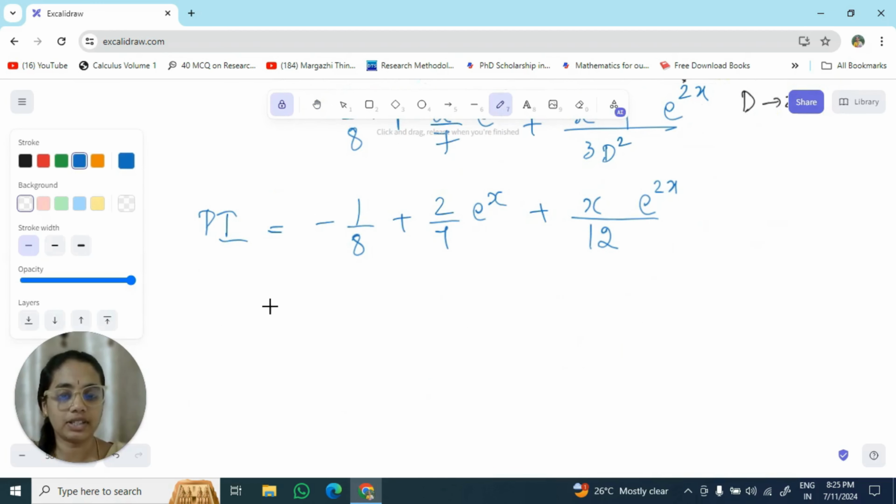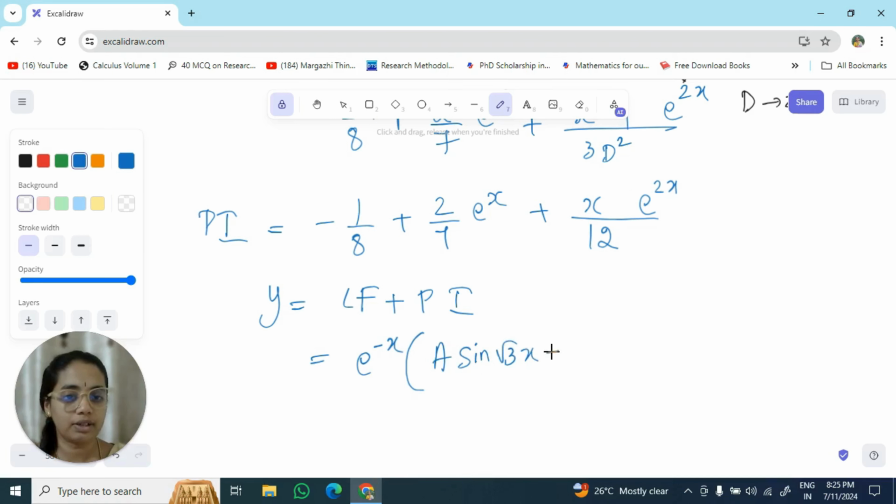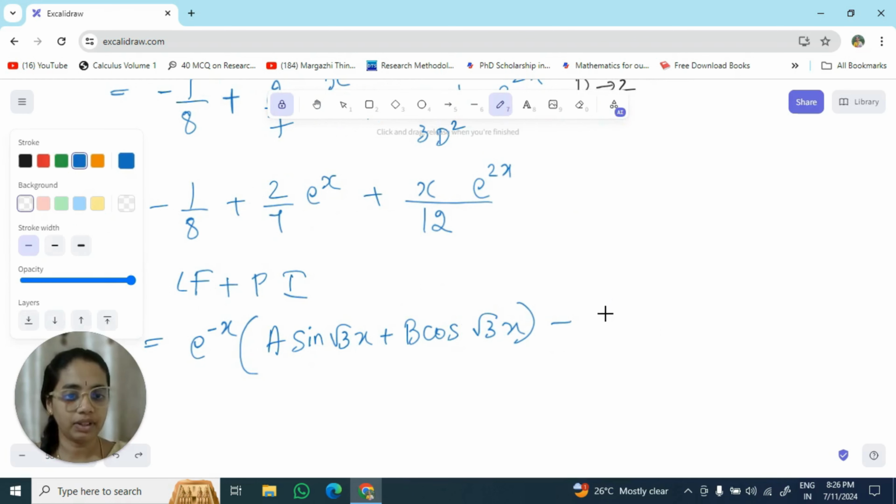Let us write down the final solution, that is y, which is nothing but CF plus PI. What was the CF that we got? We got e^(-x) (a sin √3x + b cos √3x), or vice versa, a cos √3x, anything is fine, plus (-1/8 + 2/7) e^x + x/12 e^(2x).